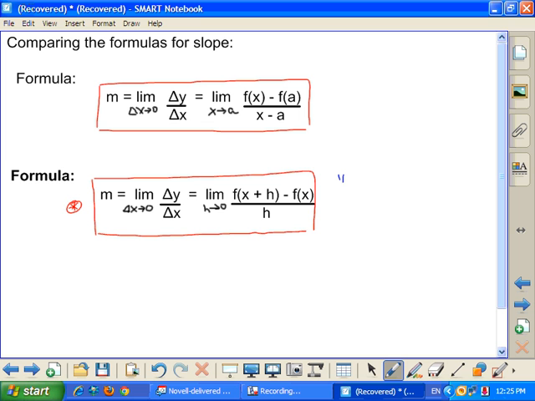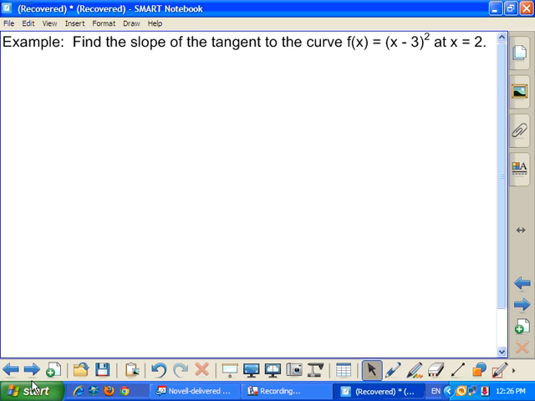This is the fundamental theorem of calculus. So as we move through, I'm going to start calling it our fundamental theorem of calculus, that expression right there. All right. So a couple of examples.